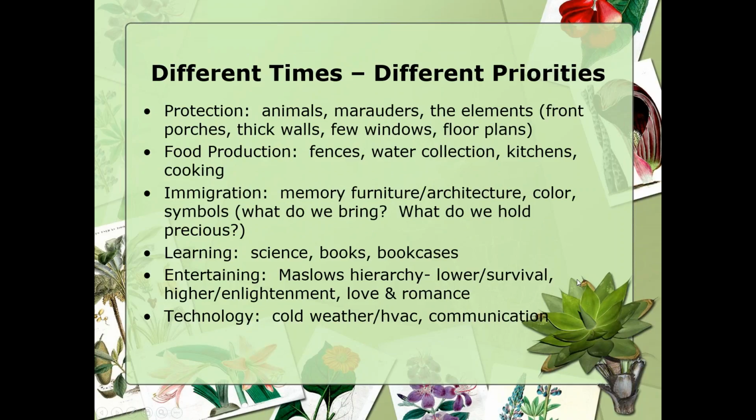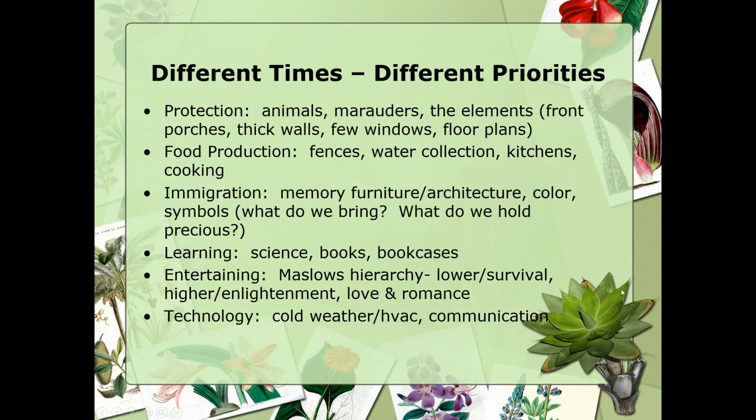Different times, different priorities: protection from animals, marauders, the elements. Porches had thick walls, few windows, and simple floor plans. Once we get food production, we start having fences, water collection, kitchens for cooking. We have immigration, which then lends itself to memory: furniture, architecture, color, symbols. What do we bring? What do we hold on to? What's precious that we don't want to leave behind? Learning invites science, books, bookcases, and also the idea of math, like the golden section, to give relative proportion.